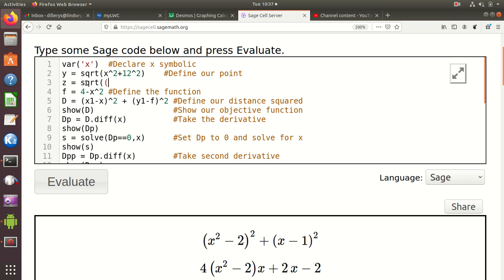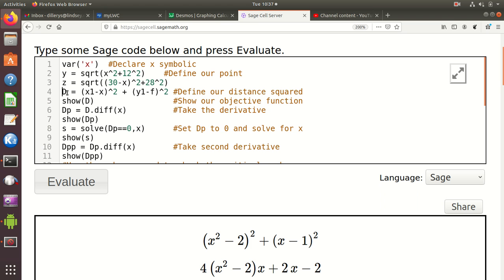So this is 30 minus x, and squared, and then plus the 28 squared, and put that in parentheses. And then my function, I don't have this function anymore, so I'm just getting that out of there. And instead of d, I'm going to call it w. I could leave it as d, but I'm going to call it w because it is the distance of wire after all.